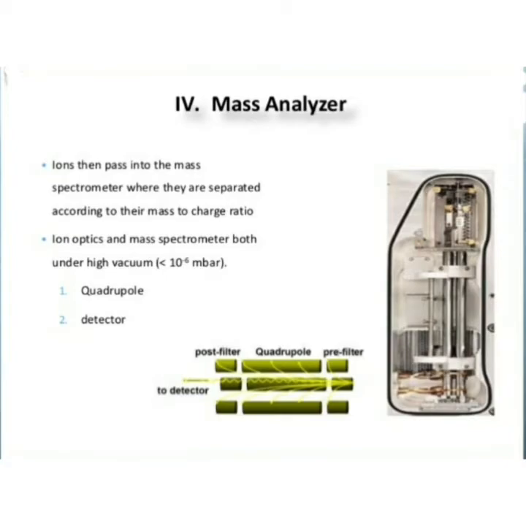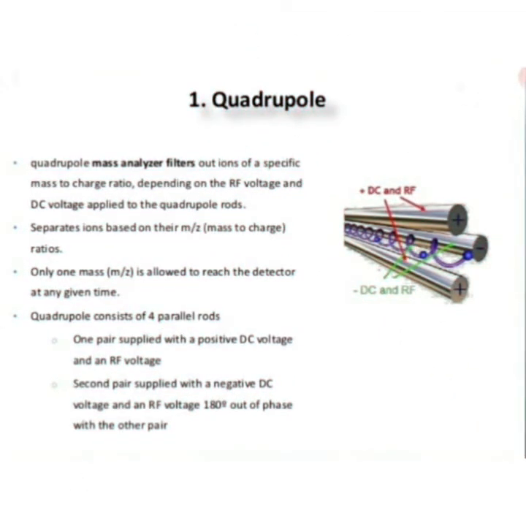Next is the mass analyzer. Ions then pass into the mass spectrometer where they are separated according to their mass to charge ratio. Ion optics and mass spectrometer are both under high vacuum. First is a quadrupole, second is a detector. Now I will define what the quadrupole is.